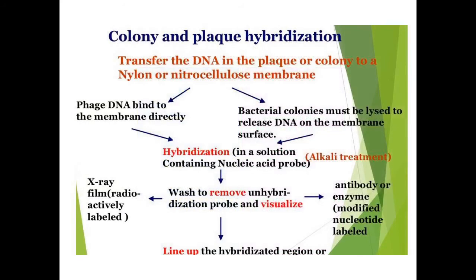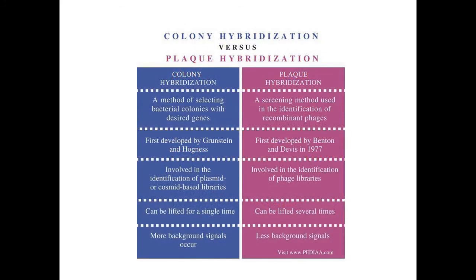Also, there is another way in which it can be done: if you have phage, that is when your cloning is done in bacteriophage, then you go for plaque hybridization. Now, what are the differences between colony hybridization and plaque hybridization? Colony hybridization is a method of screening bacterial colonies with the desired gene, whereas plaque hybridization is the screening method used for recombinant phage. Colony hybridization was developed by Grunstein and Hogness, whereas plaque hybridization was first developed by Benton and Davis in 1977.